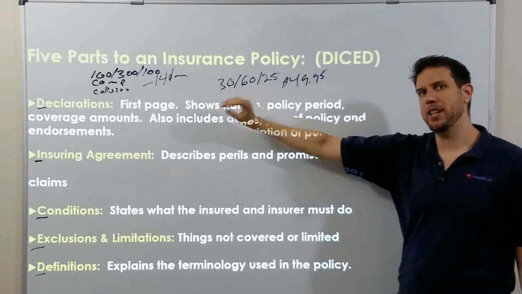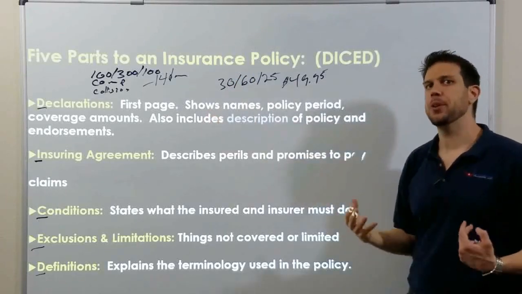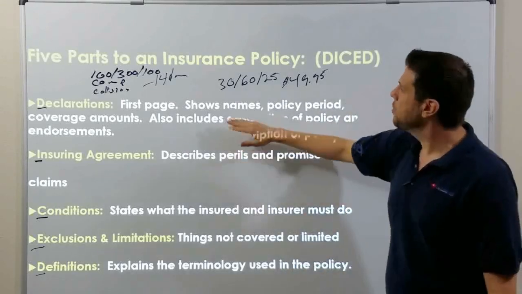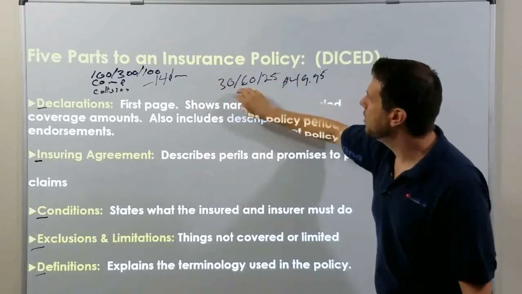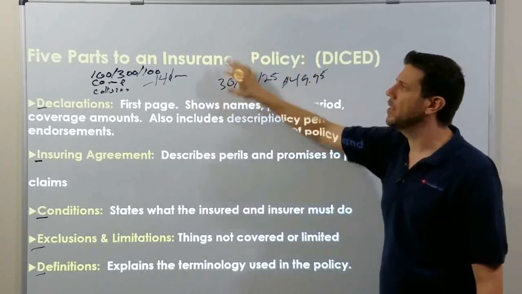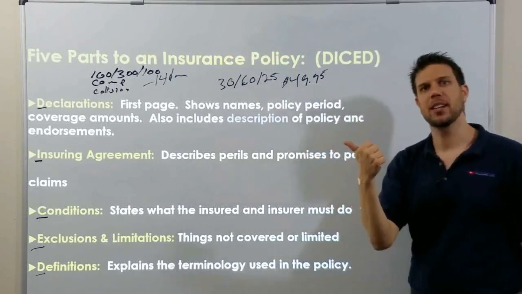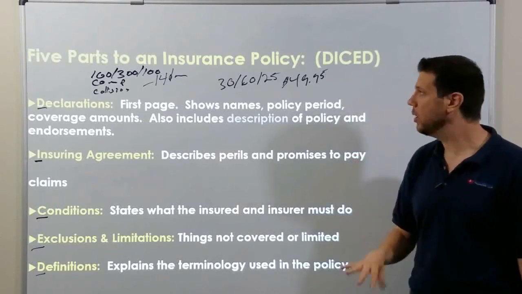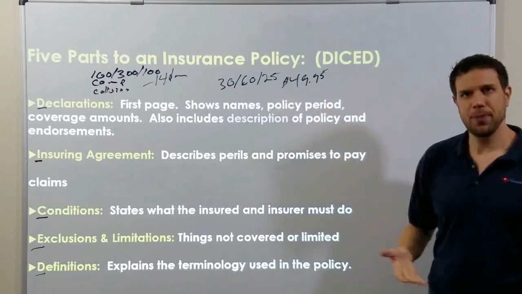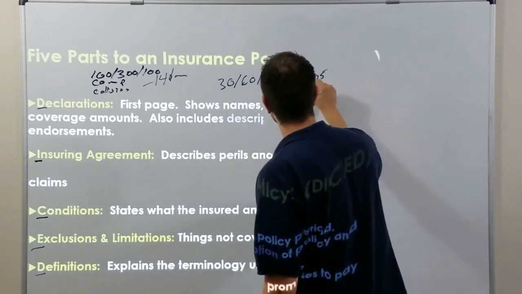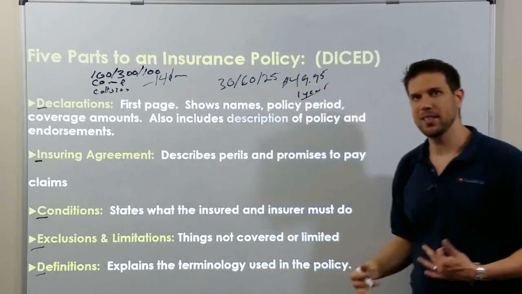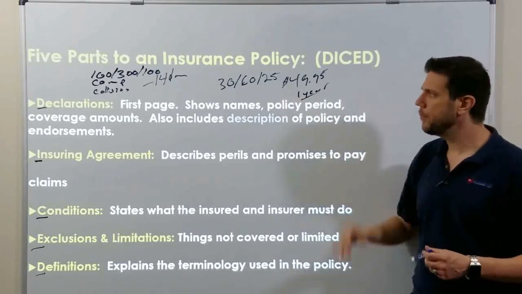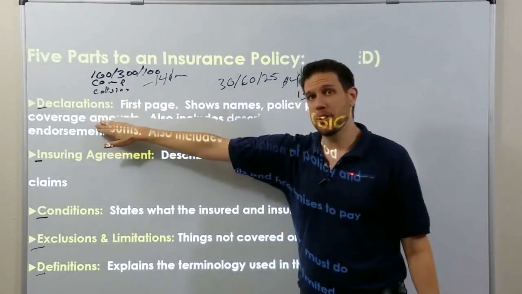The dec page is the first page of a policy. As an insurance agent, you typically ask people to send this to you so you can compare apples to apples. The dec page will have the name of the customer. It'll have the name of the insurance company. It'll even have the name of the agent. It'll have the insurance customer's address, the insurance company's name, and the agent's name and address as well. It'll also have the policy period. Most policies are 1-year periods. I understand that auto insurance is sometimes written in 6 months, but every other type of insurance policy is in a 1-year period.